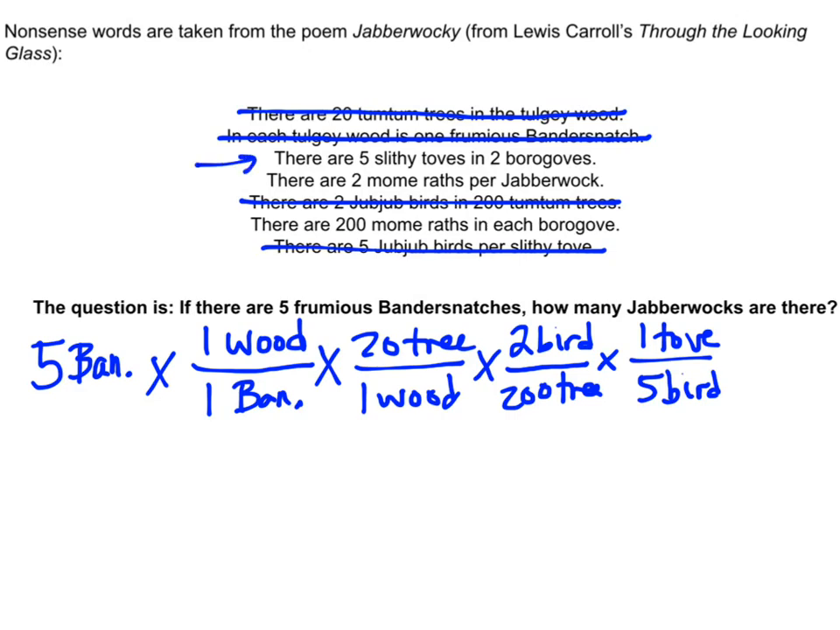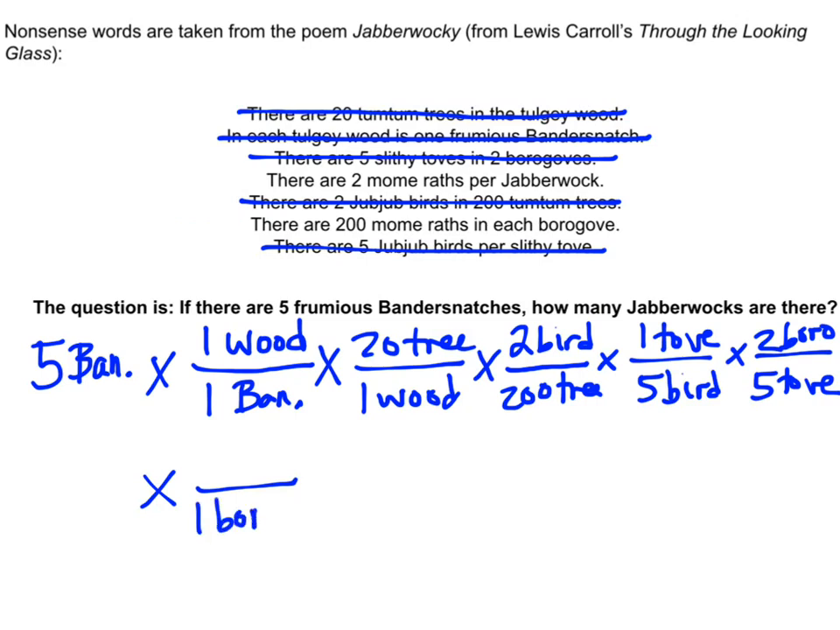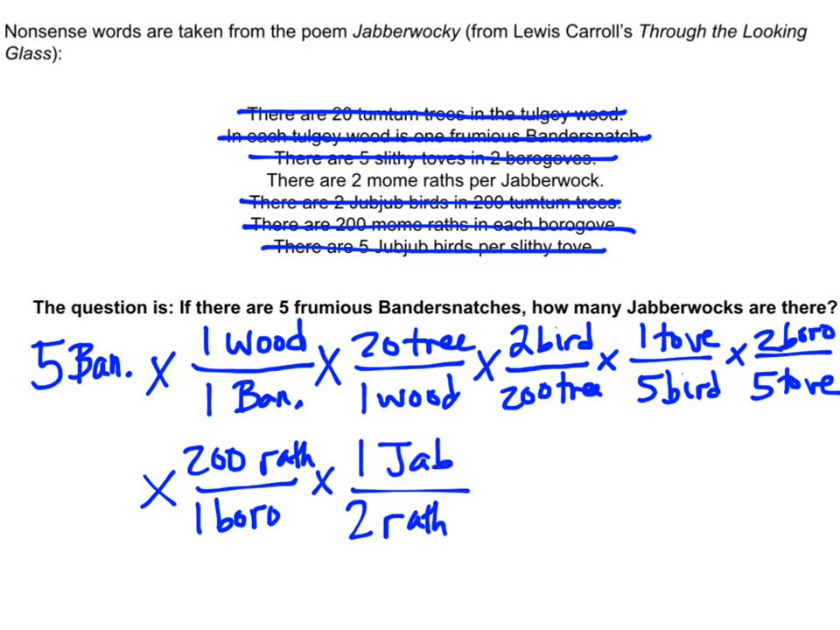All right, there are 5 slithy toves in 2 borogoves. In 2 borogoves. And going on to the next line, still multiplying. Okay, there are 200 mome raths in each borogove. All right. And finally, there are 2 mome raths per Jabberwock. Okay, so 2 mome raths per 1 Jabberwock.